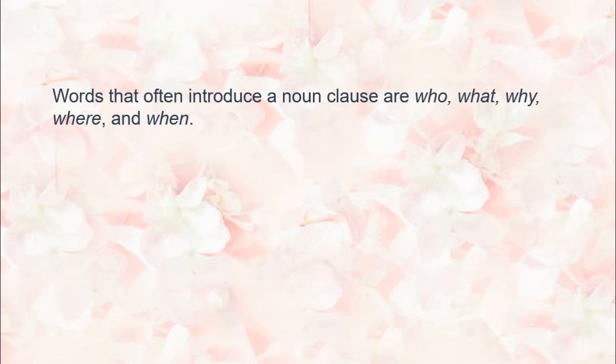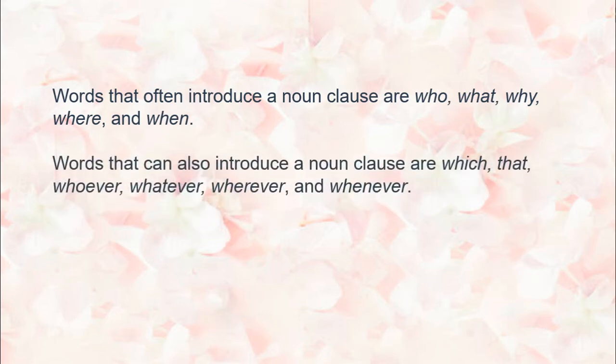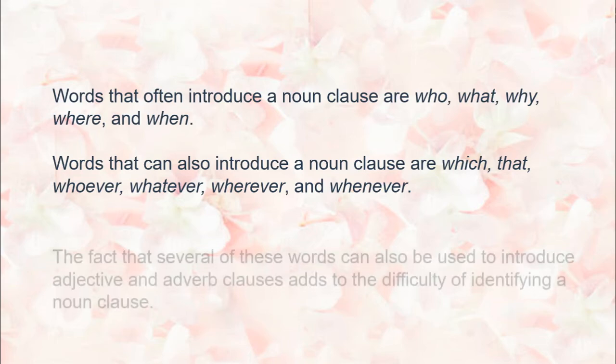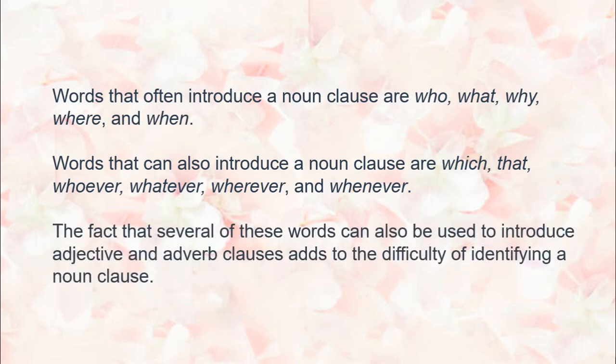Words that often introduce a noun clause are who, what, why, where, and when. Words that can also introduce a noun clause are which, that, whoever, whatever, wherever, and whenever. The fact that several of these words can also be used to introduce adjective and adverb clauses adds to the difficulty of identifying a noun clause.